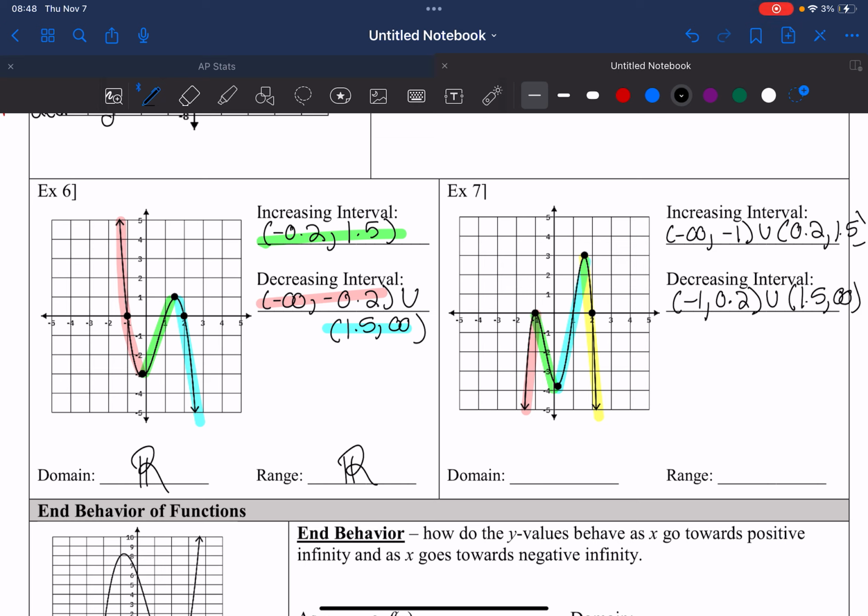And then the domain here is still all real numbers, but our range, notice how it stops up here at 3. So we would write that this is negative infinity to 3.